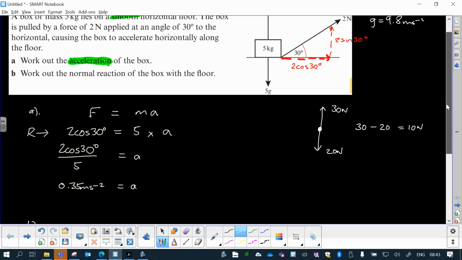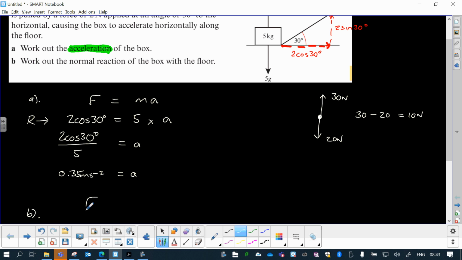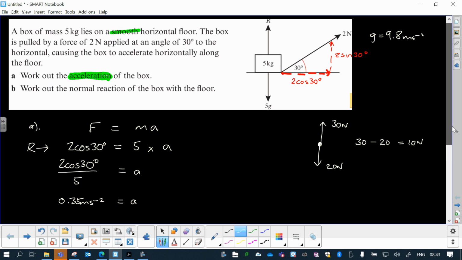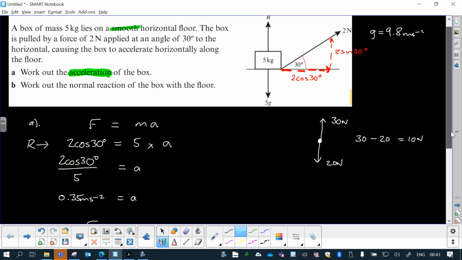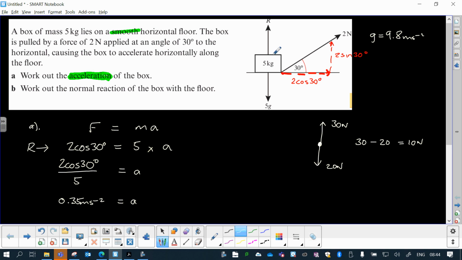So if we do it again, we're going to use F equals ma, right? That's it. We're always using F equals ma. Now, what's the resultant force? It's going to be R minus 5g, isn't it? Yeah?